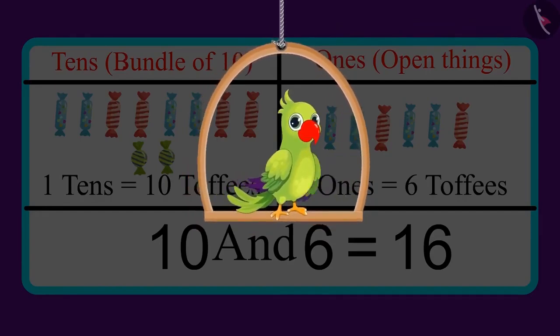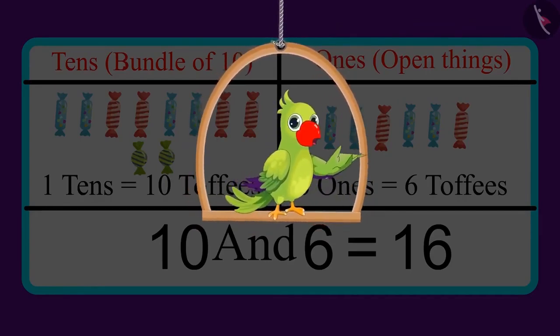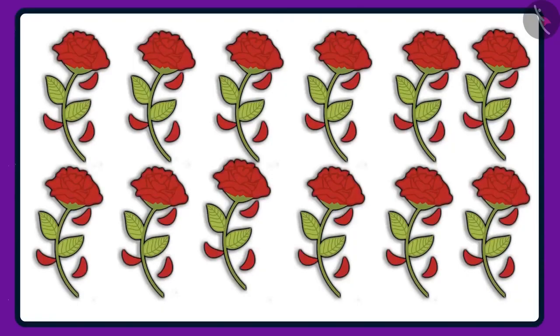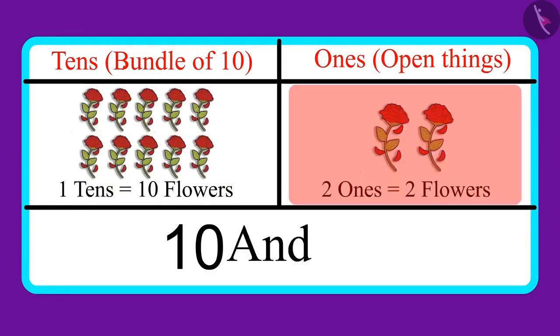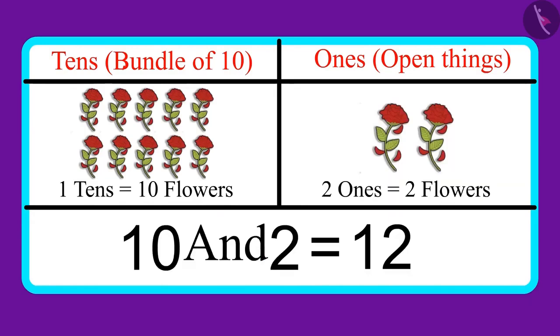Very good. Come on, let's look at another similar example. Here are some flowers. There are 1 tens and 2 ones in their number. Can you tell me how many flowers are these? 1 tens means 10 flowers and 2 ones means 2 flowers. 10 and 2, which means these are 12 flowers.